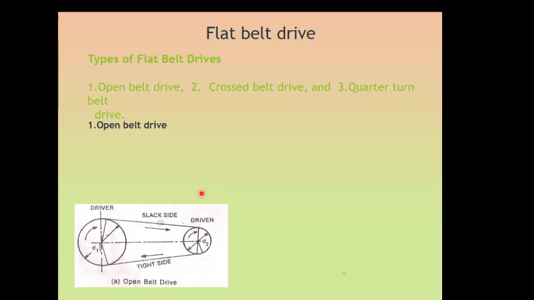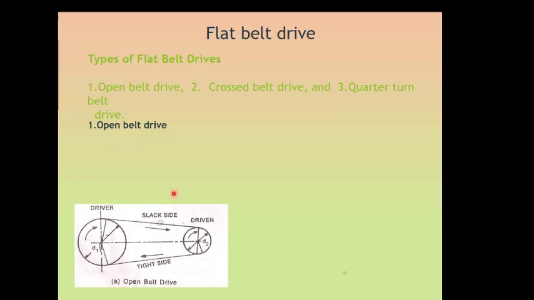Flat belt drives. Though it is a belt drive, there are different types of flat belt drives. One among them is the open flat belt drive. That means the belt is connected between two parallel shafts, one of which is the driver and the other the driven. The driver is the shaft of power, and the driven shaft is rotated by this power from the motor.